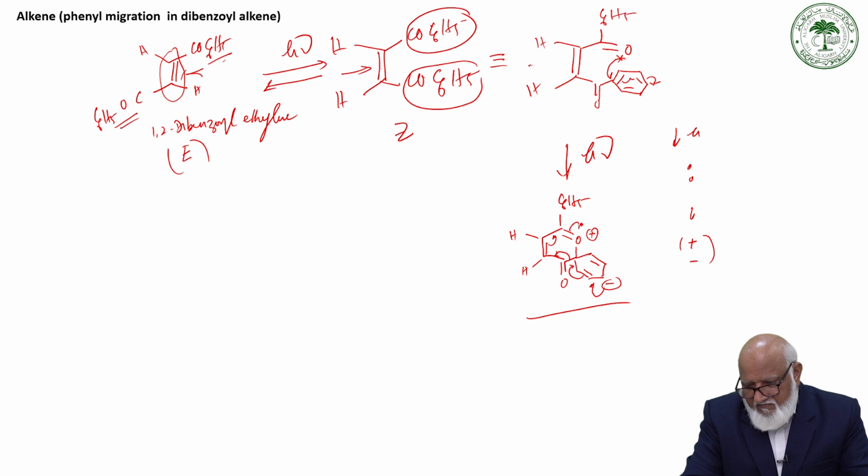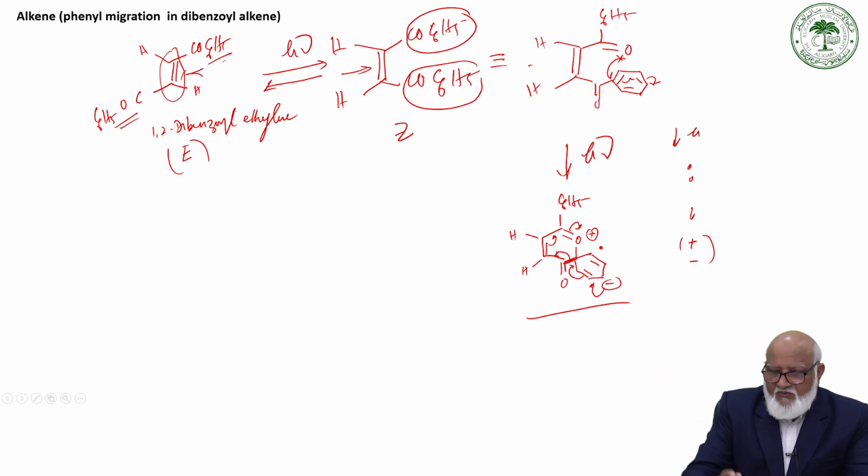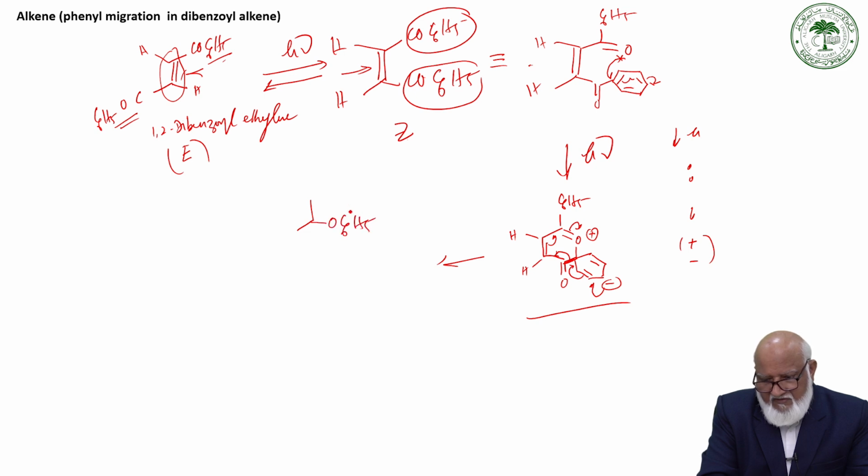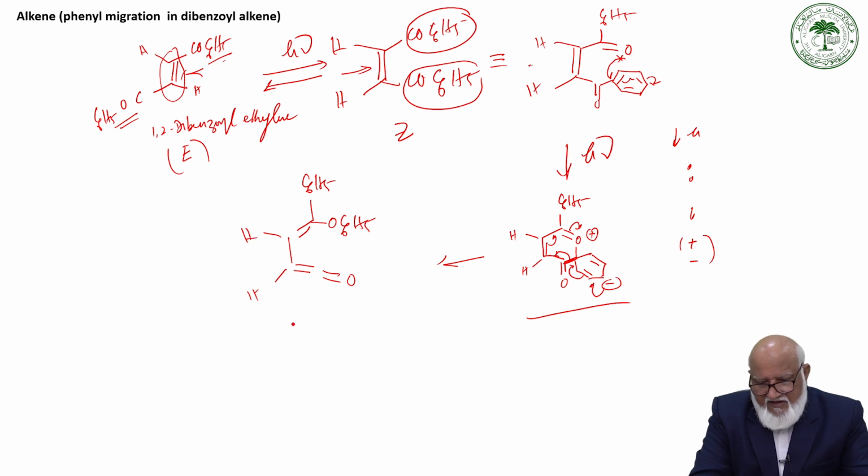Now you can see there is a cleavage of this bond. When this bond cleaves, the phenyl group goes to the other side. So you can see now O C6H5, C6H5, there is a double bond here, and there is a double bond here, and then there is a carbonyl here. This is a double bond, and then of course H here. Now this intermediate is a ketene.